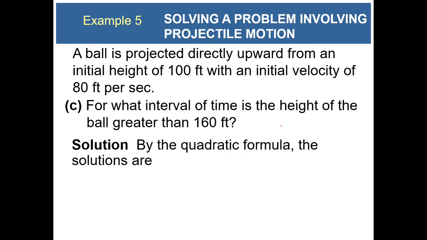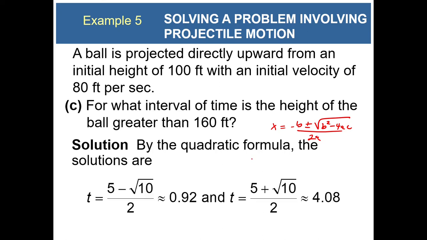By the quadratic formula, x equals negative b plus or minus the square root of b squared minus 4ac all over 2a, we have the following solution. t equals 5 minus the square root of 10 over 2, and if I use a calculator, I get 0.92. So make sure you use the quadratic formula on your own and get the same numbers that we have here. The first time is 0.92 seconds, and the second time is 4.08 seconds. So please try this on your own with the quadratic formula to make sure you can get these values.